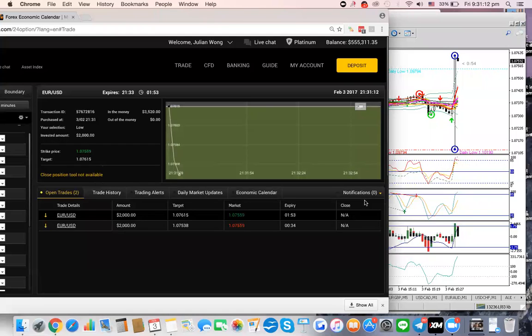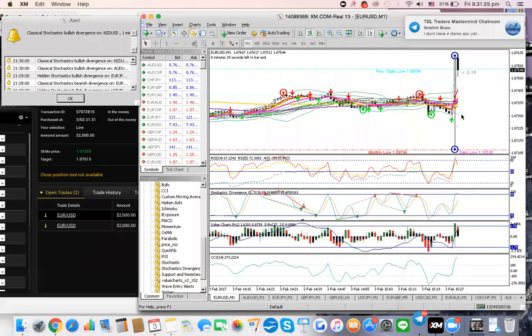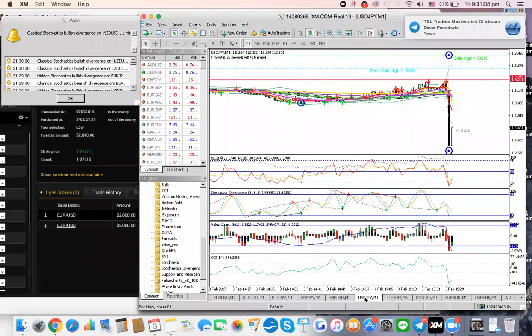My first one was a mistake and quite a bad execution as well. So expected for the USD to drive the euro. This should be up. USD JPY should be up. Yep, it's up.